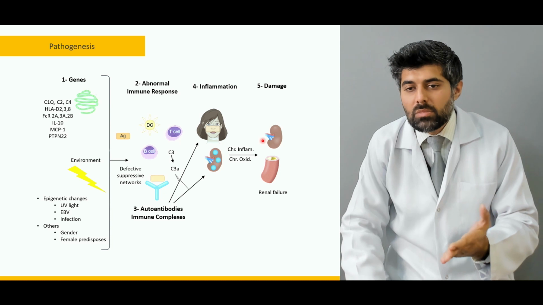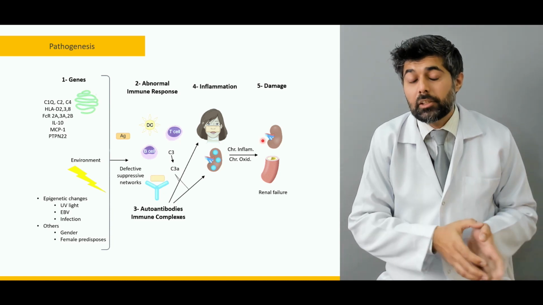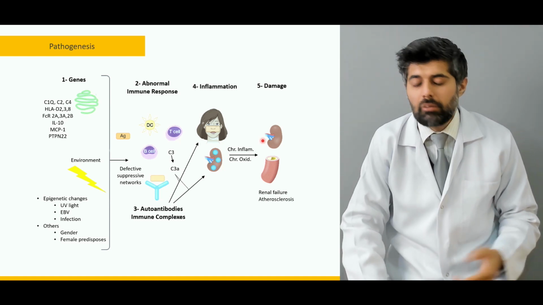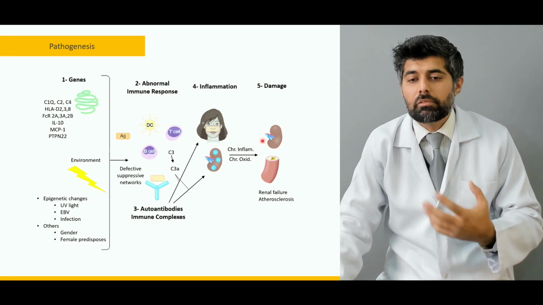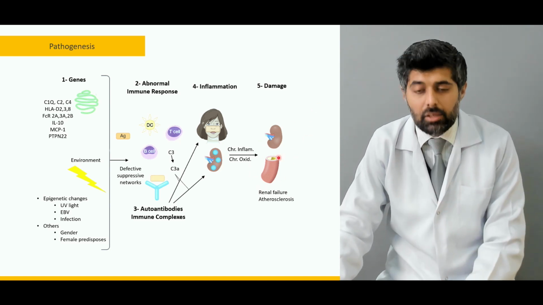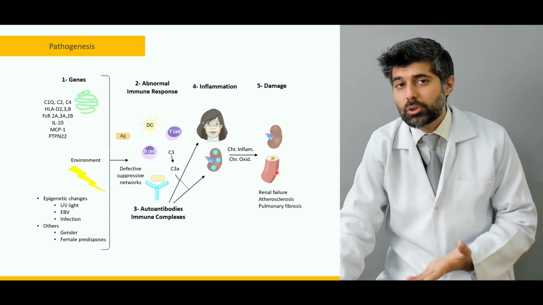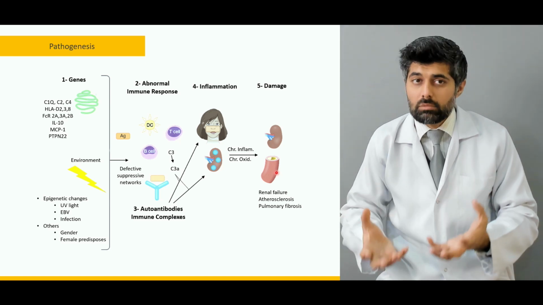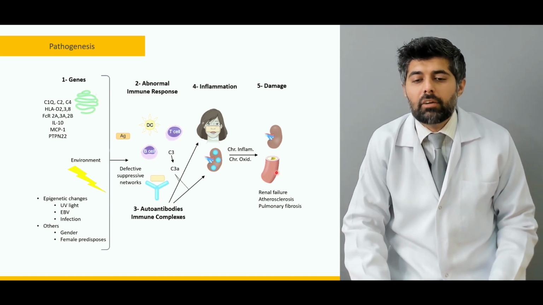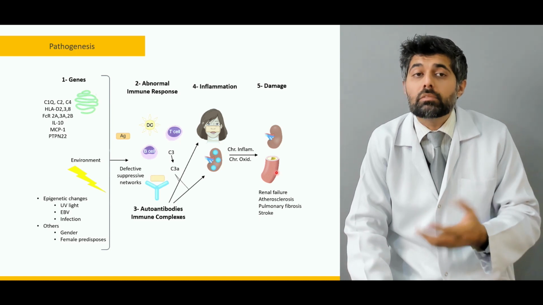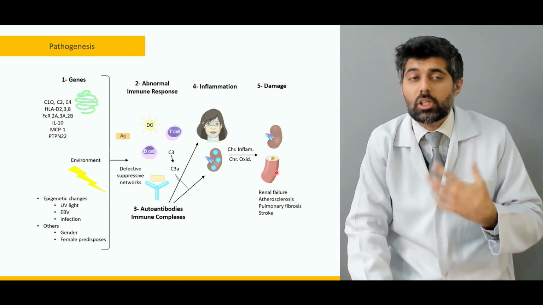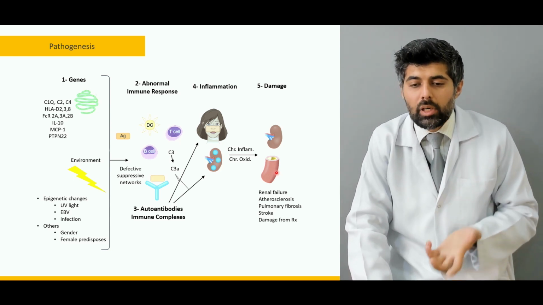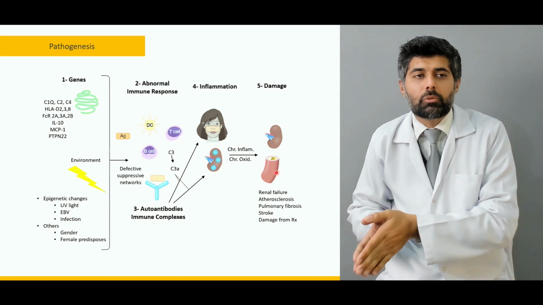So this damage, if not detected earlier, like I said, will result in renal failure. It can result in atherosclerosis if the problem is in the artery. It can result in pulmonary fibrosis if the inflammation is instead of in the kidney, it's in the lungs. It can result in a stroke if its deposition starts to happen in the central nervous system, or it can even be damage from the treatment.